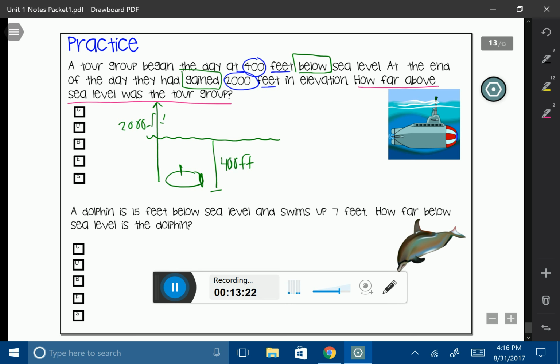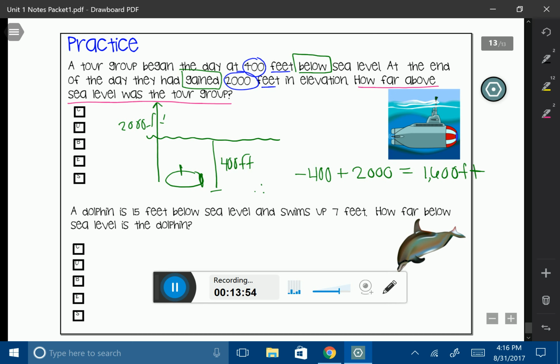Now, it's kind of an interesting problem because let's see how high they actually get. I'm going to start at negative 400 feet below the surface of the water. But by the end of the day, the tour group, whatever they did, maybe they went on a helicopter ride, gained 2,000 feet in elevation. So that's going to end up at 1,600 feet above sea level.